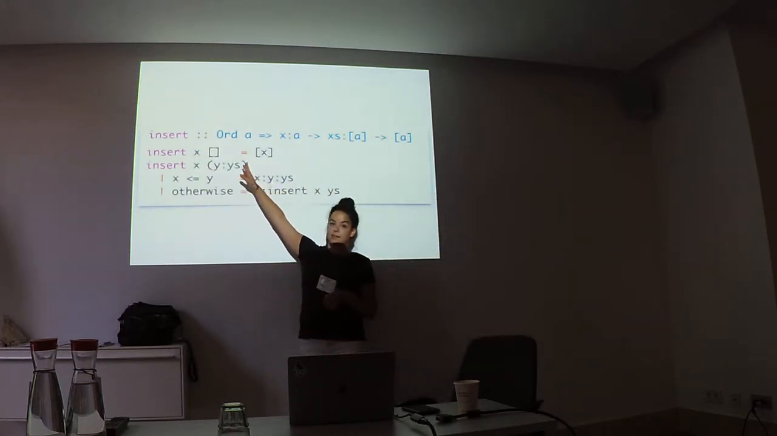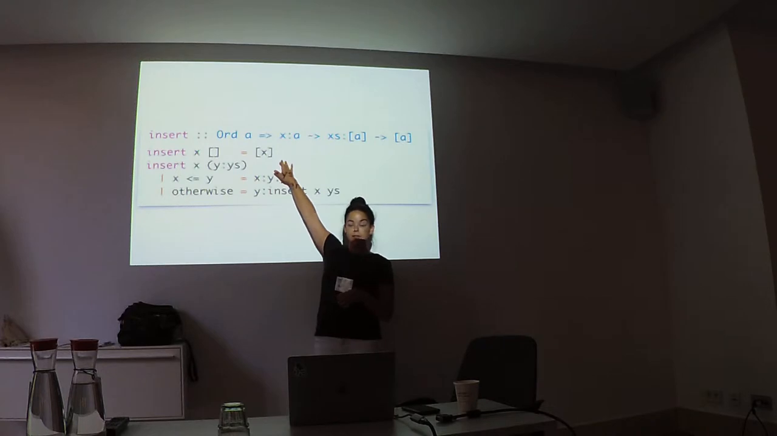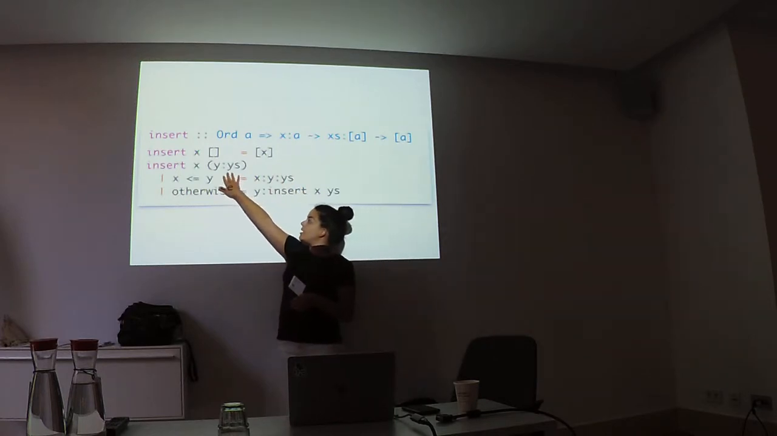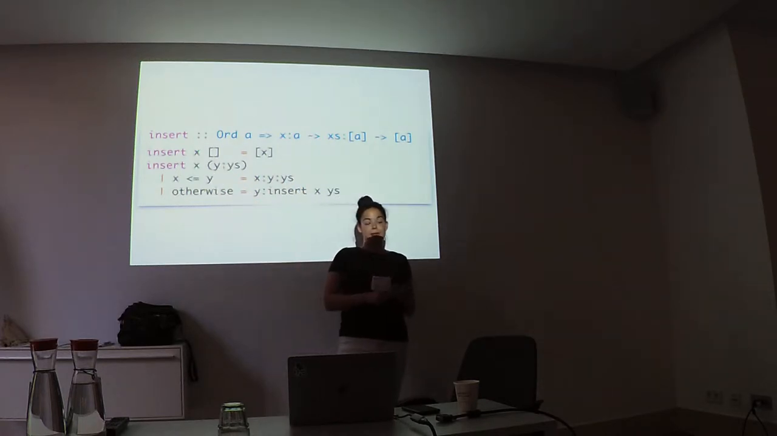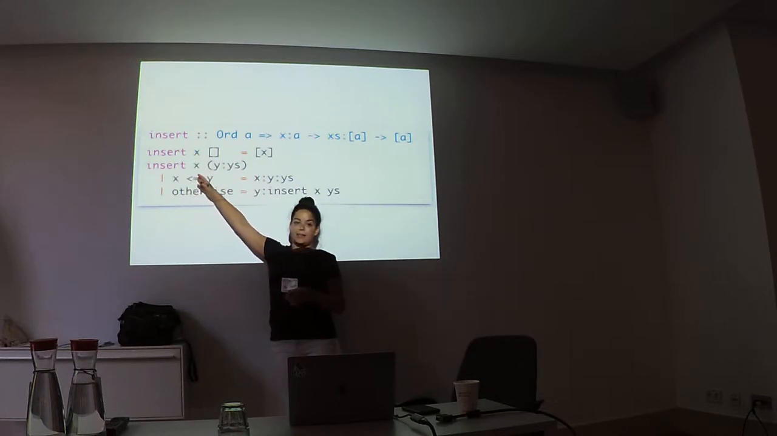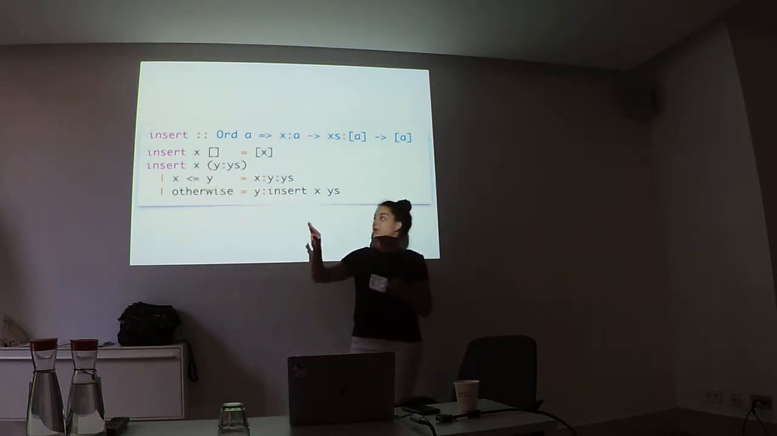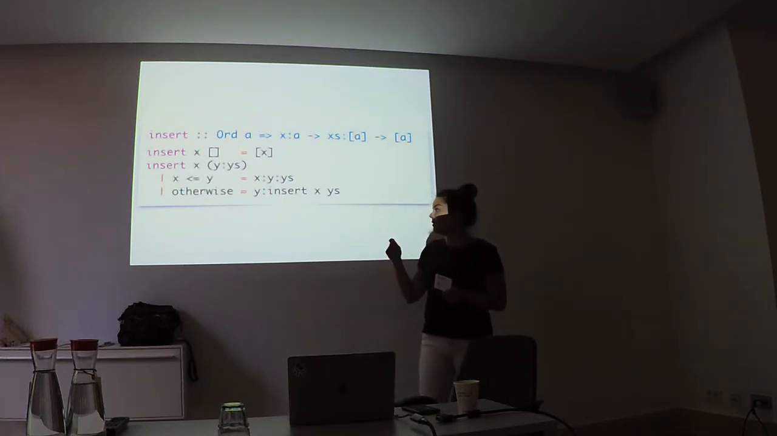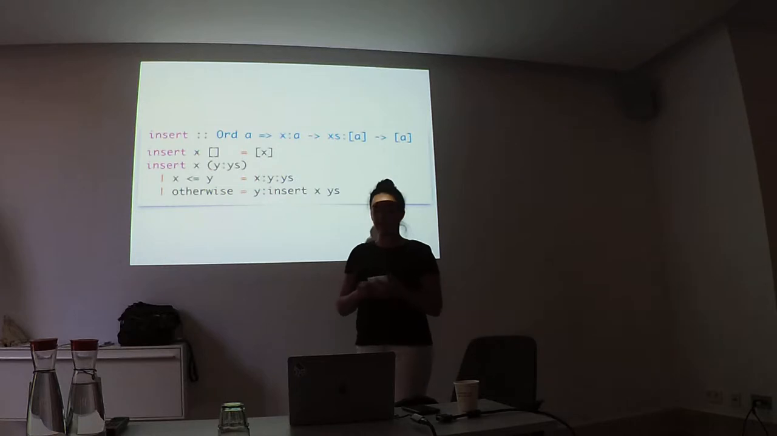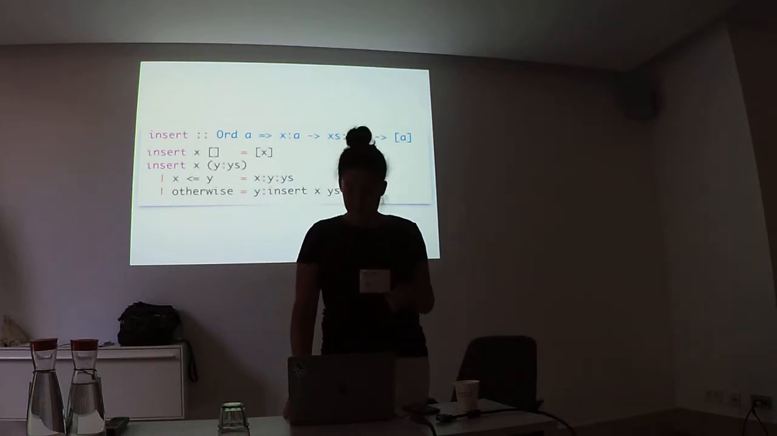I say if the list is empty, then I return a singleton list. Otherwise, I am comparing against the head of the list. If x is smaller, then I'm good, because y is already sorted. Otherwise, I hold y at the beginning and recursively call my insert function.